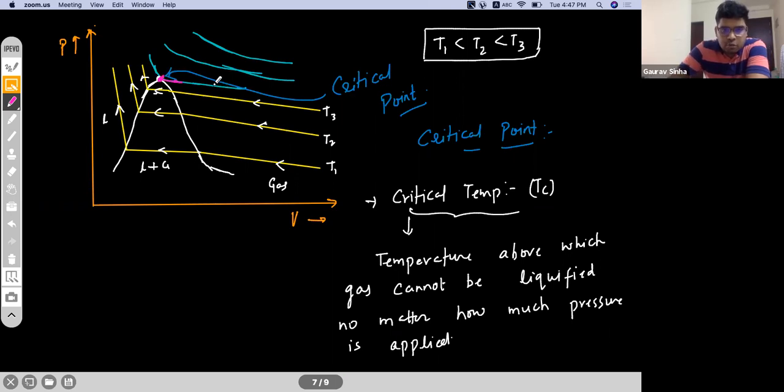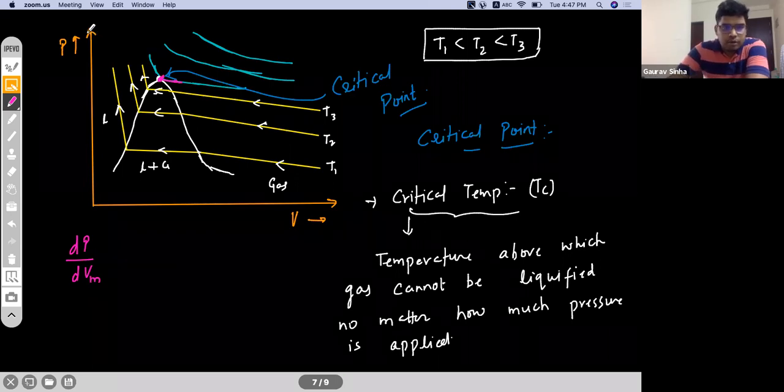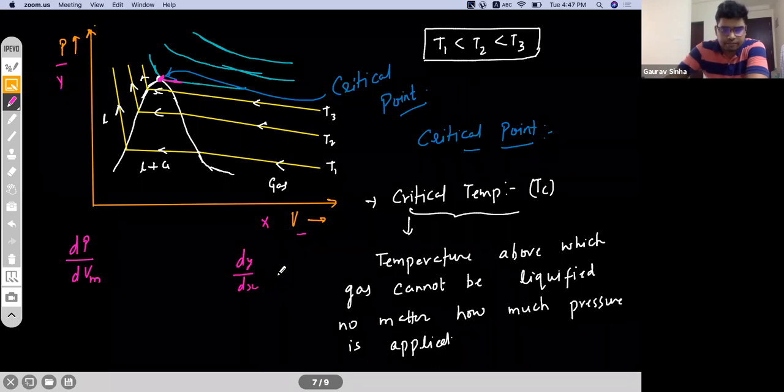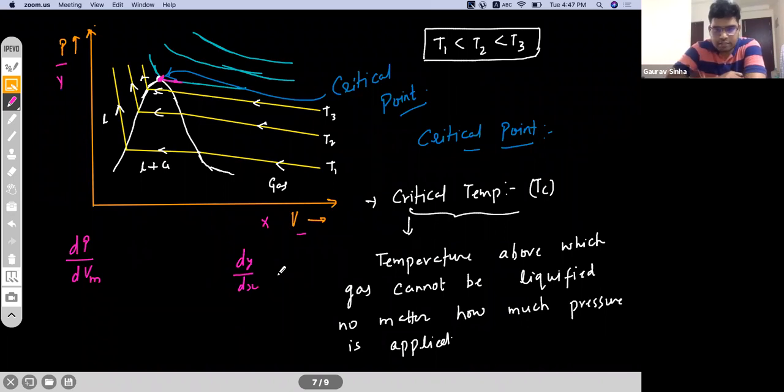So we can write down the slope of this line here. That is dP by dVm, where Vm is the molar volume, because the axes are P and V. If it is x and y, then the slope is what? dy by dx. You know this? The slope of any curve in the x and y axes is dy by dx. Correct? It's nothing but the slope. You have this idea, right? You have done this? No or yes?